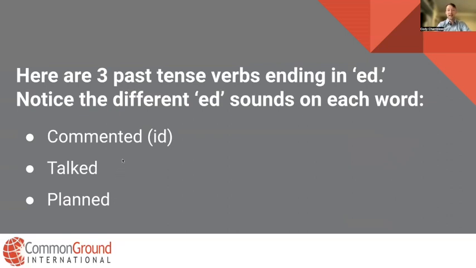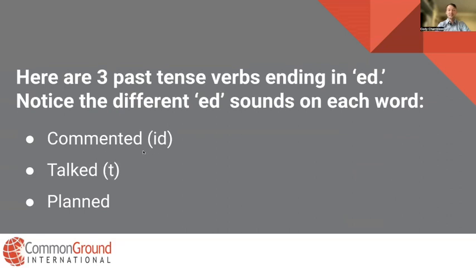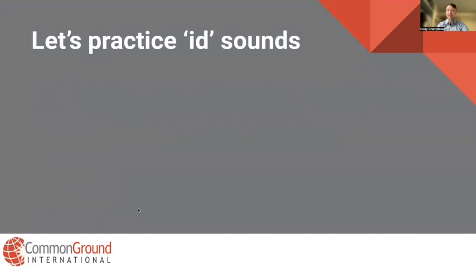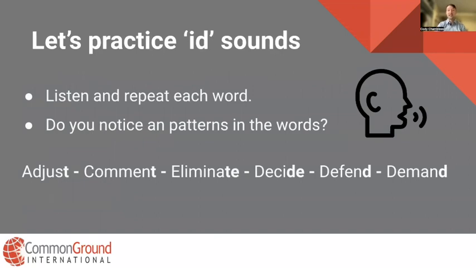So you might have noticed that commented ends in an id sound at the end. Talked ends in a t sound at the end. Planned ends with a d sound at the end. So one more time. Commented, talked, planned. Let's practice the id sounds. So please listen and repeat each word. And I want you to pay attention to any patterns. So what patterns do you see?